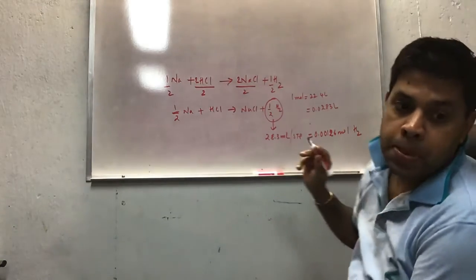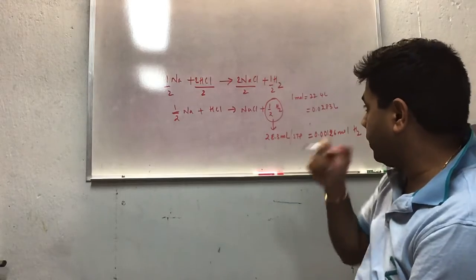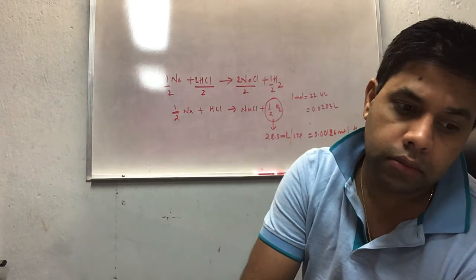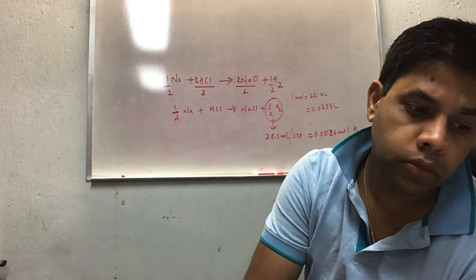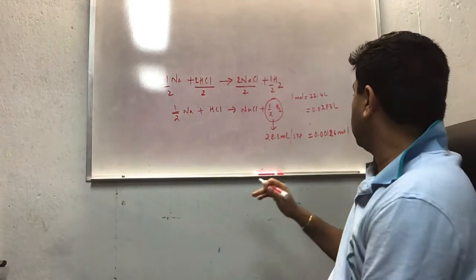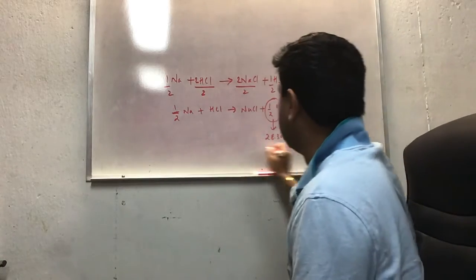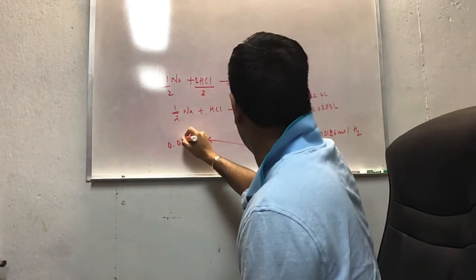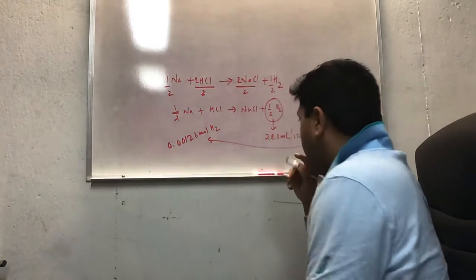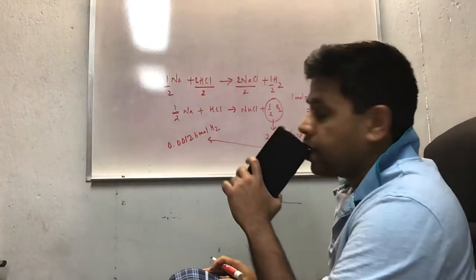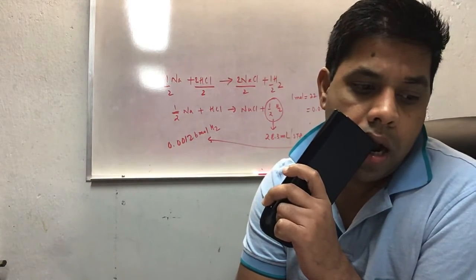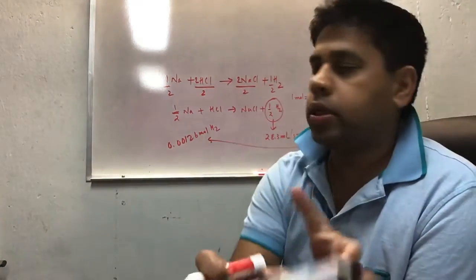So half produces, so that will be the same thing here: 0.00126 moles of hydrogen. How do I know it's sodium? Let me think about this, guys.